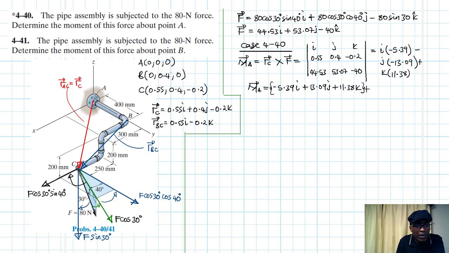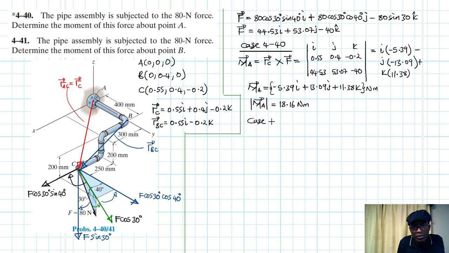is Newton meters, and the magnitude of this, you can calculate it. Magnitude of this is 5.39 squared plus 13.09 squared plus 11.38 squared. Okay, so this gives us 18.16 Newton meters. Alright, so we are done with the first case.